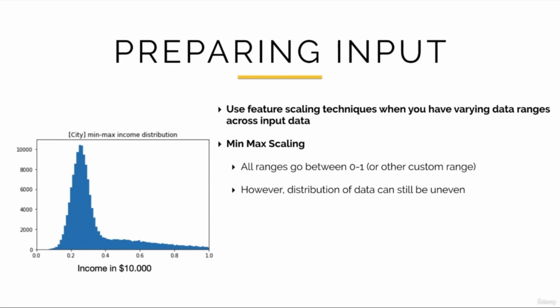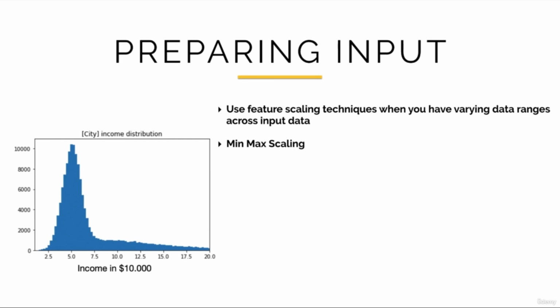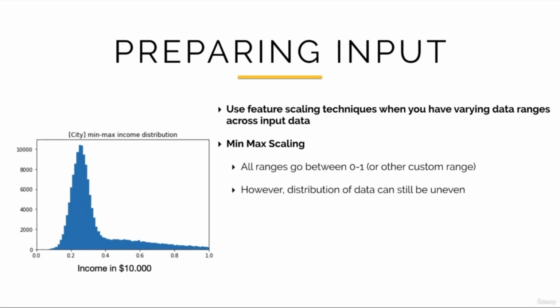Now, the problem with this is that we can still have an uneven distribution of data. So we can see that we've changed the scale at the bottom here. We're going from 0 to 1 rather than from 2.5 to 20, but we're still maintaining the tail. And so in this case, it's of course still important that in addition to doing this feature scaling, we also do some other form of data preparation to make sure we reduce the effects of this tail. However, this is a good way to approach having several features and putting them on the same range.